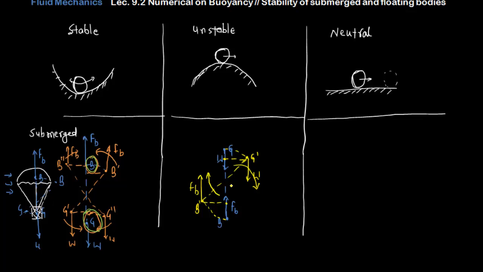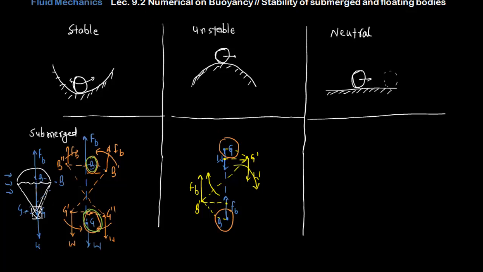So we can conclude that a submerged body is said to be in unstable equilibrium if the center of gravity lies above the center of buoyancy. Okay, so if the center of gravity is lying above the center of buoyancy, then a submerged body will be in unstable equilibrium.